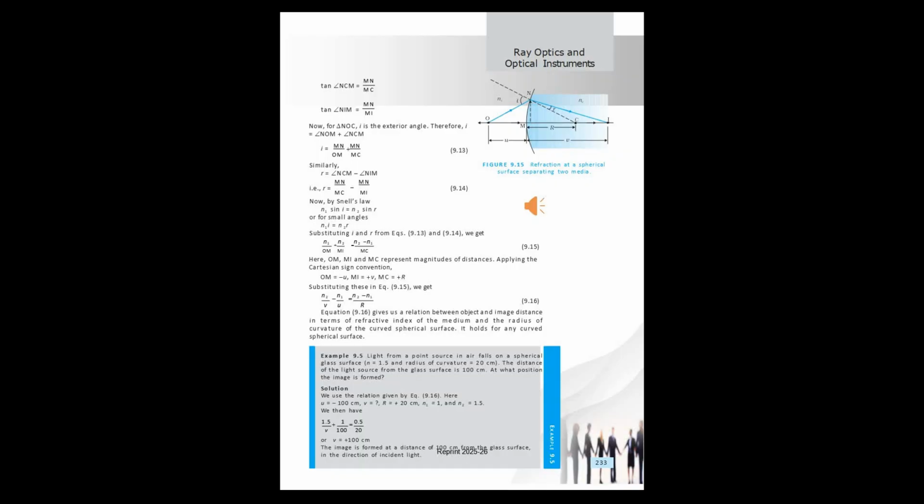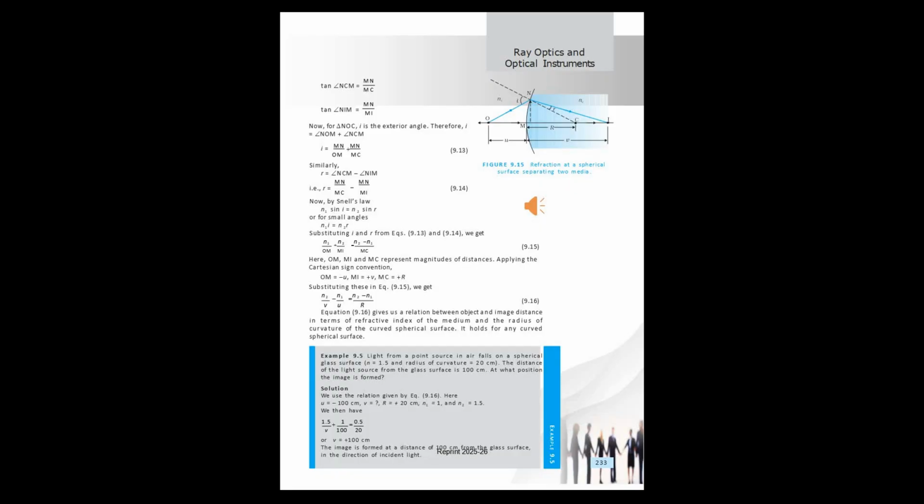Now by Snell's law, we have n1 sin i equals n2 sin r. For small angles, n1 i equals n2 r. Substituting for i and r from the equations 9.13 and 9.14, we get n1 by OM plus n2 by MI equals n2 minus n1 by MC. Here, OM, MI and MC represent magnitudes of distances. Applying the Cartesian sign convention, we have OM equal to minus u, MI equal to plus v, and MC equal to plus R.